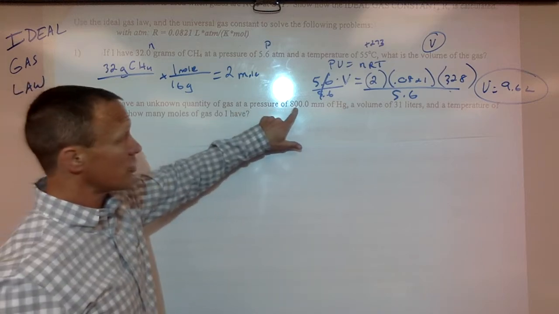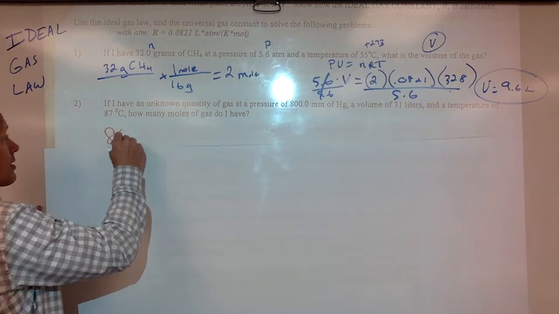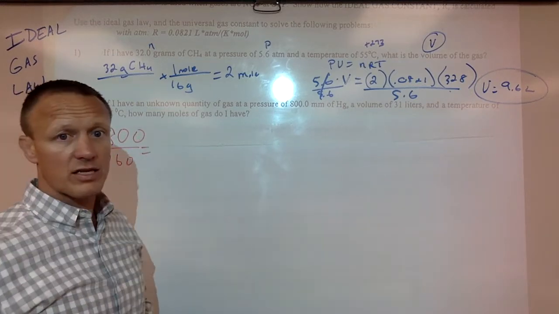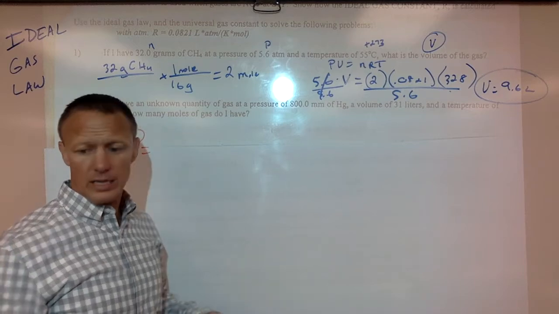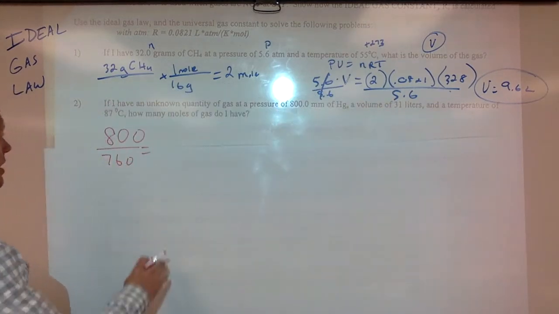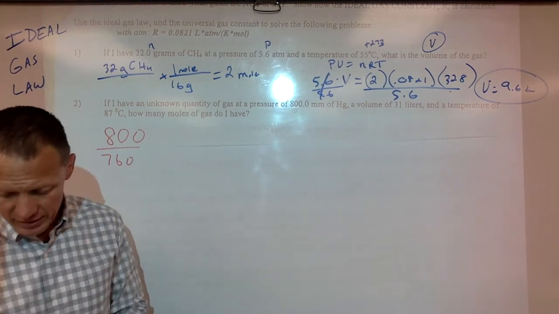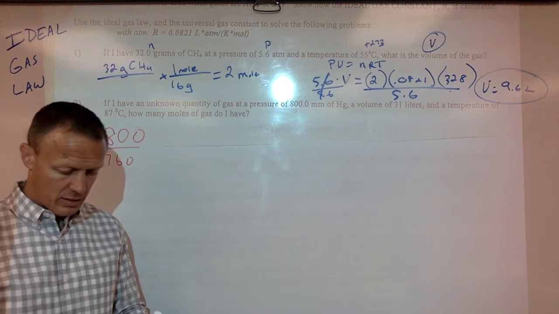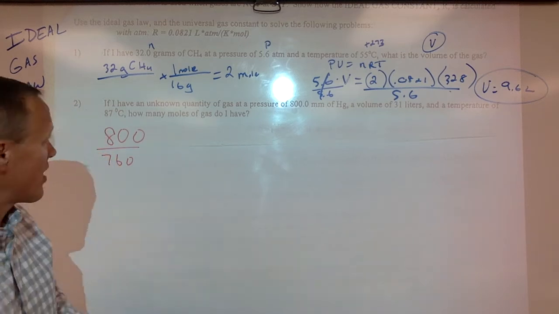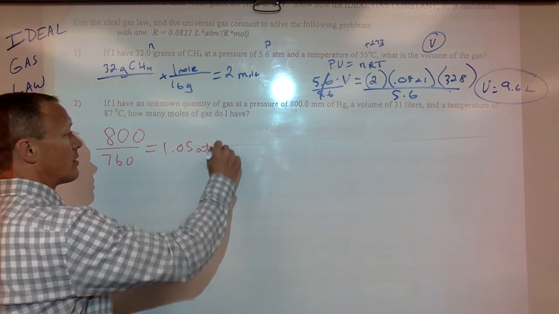Pressure is 800 millimeters of mercury, but that has to be in atmospheres. So 800 we need to divide by 760, because 760 millimeters of mercury is an atmosphere. A lot of times I'll just put that in the equation that way, but if we do 800 divided by 760, it is 1.05. So there's our pressure.